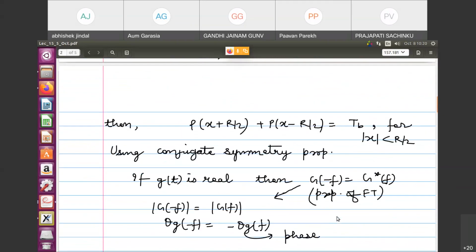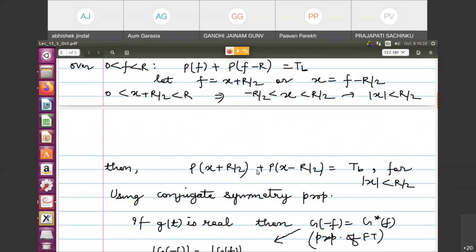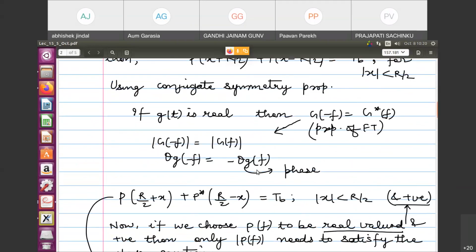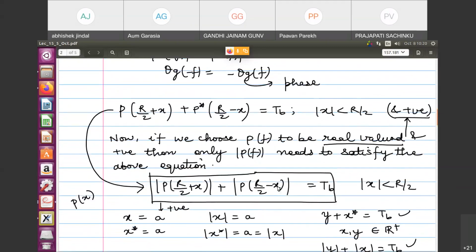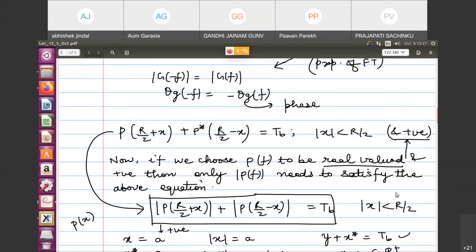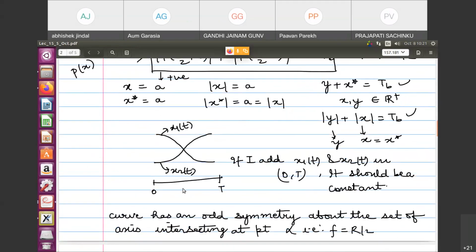So we saw that, and it was derived that this should be the case. And they said that if p of x is real and positive, then it is easy to understand that the absolute value should satisfy this relationship. But the condition was real valued and positive. Then only this equation is equal to this equation. That is what I wrote in the last lecture. This you should remember. Once we did this derivation, we saw that this happens.